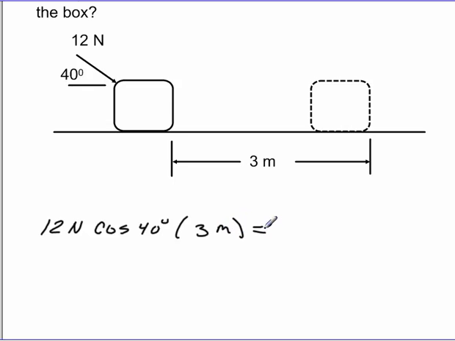So when I do that, I'm going to get my calculator. I check my mode real quick. Yeah, I'm all set. Okay, I take 12 times the cosine of 40 times 3, and that's going to give me 27.58 joules. That's how much work is being done by this force to this box by pushing across the floor 3 meters.